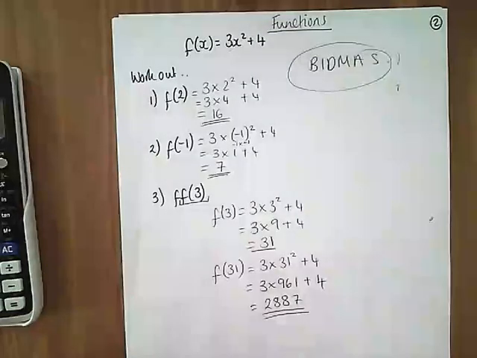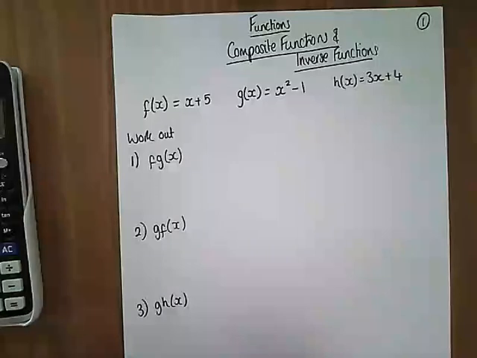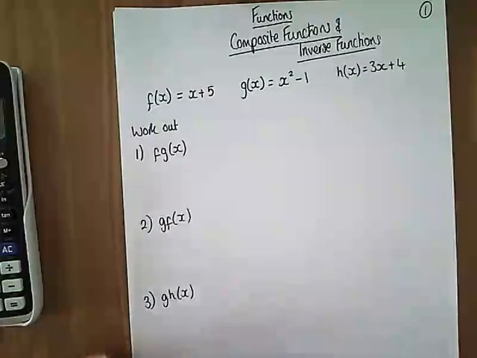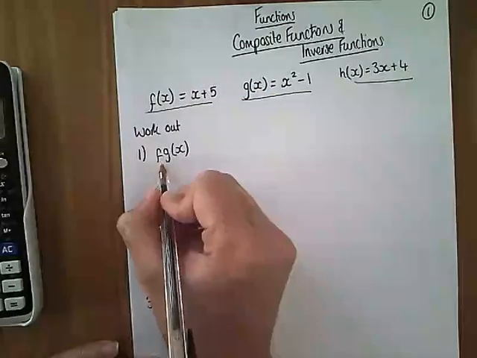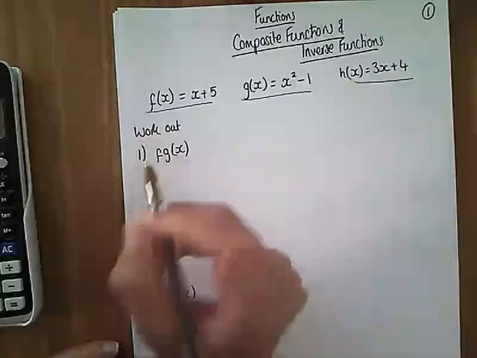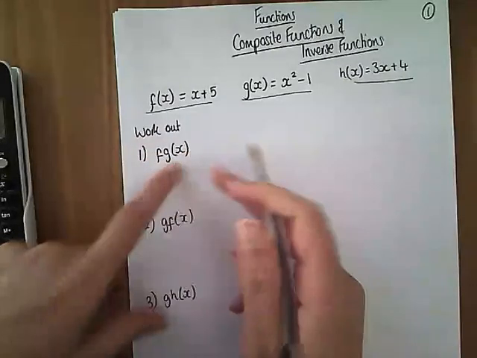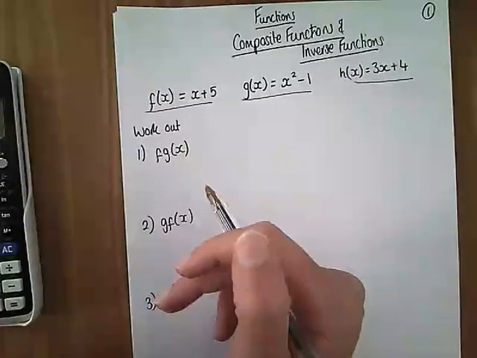Okay, right, now we are going to go on to composite functions whereby you have not been given a number. So, here's f, here's g, here's h, and you've been asked to work out fg of x. Now this is different because last time we had a number here, so we just did g of that number, then put the solution into f. But this time, it wants us to do it in terms of x.